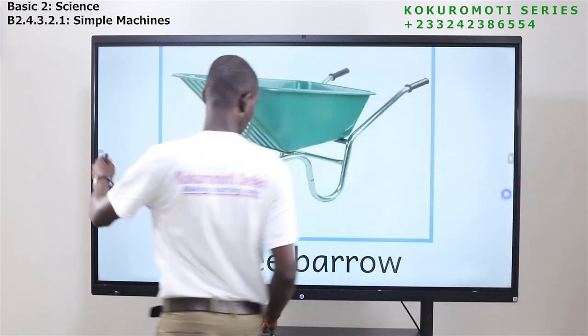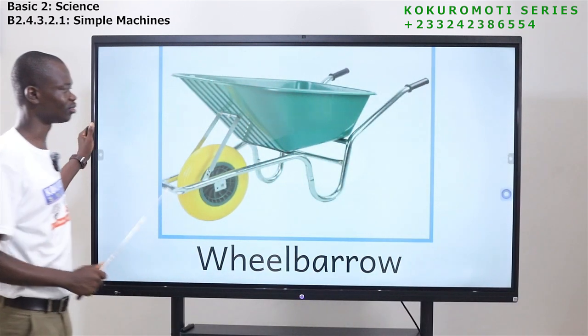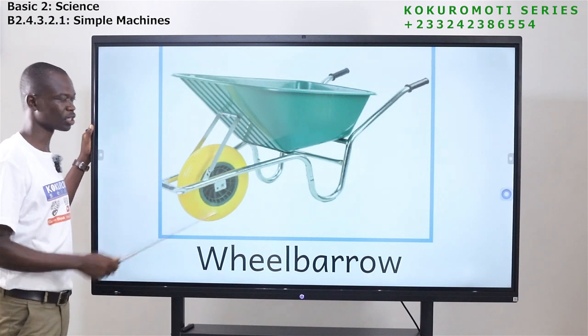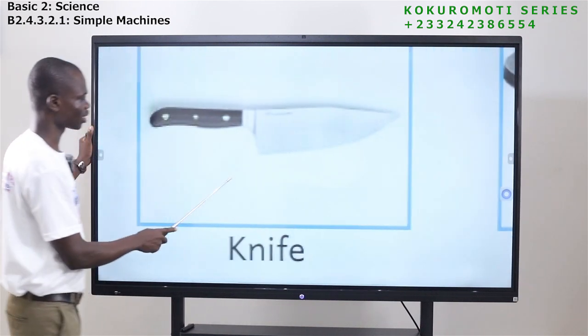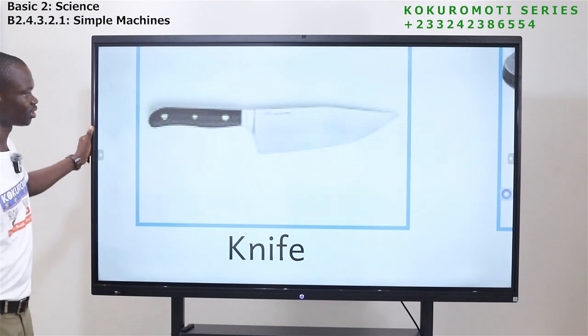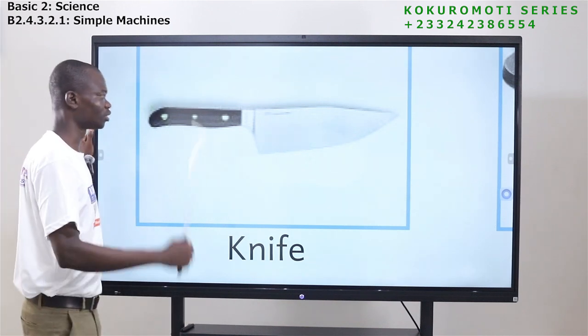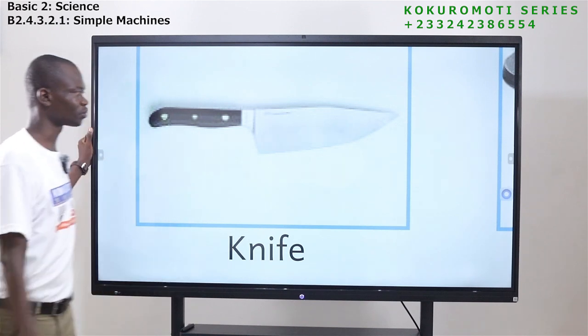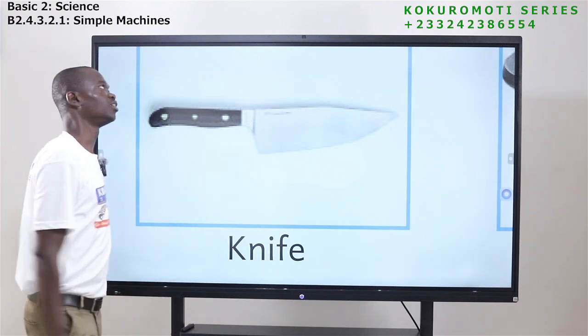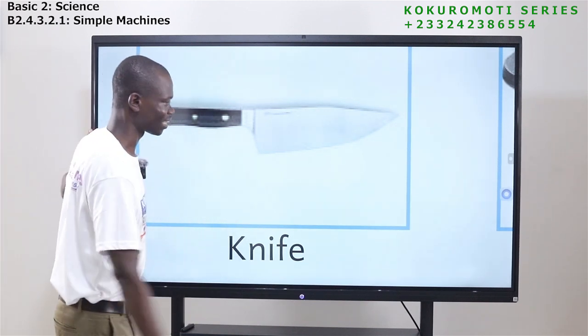Wheelbarrow. Yes, wheelbarrow. We know what we use a wheelbarrow to do. It's a simple machine. The next one is knife. If you want to peel your orange, your cassava, or your plantain, you use a knife.